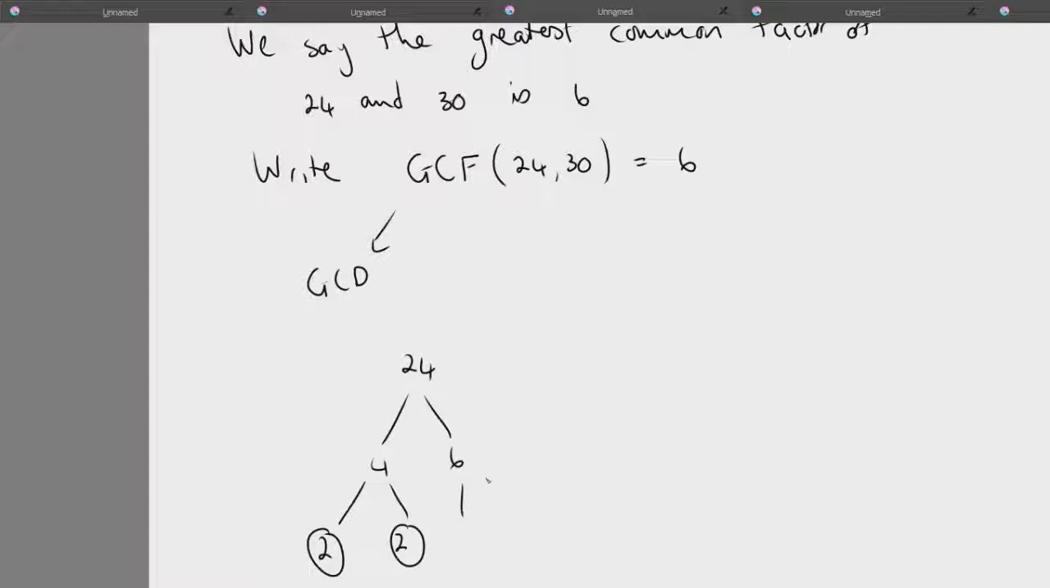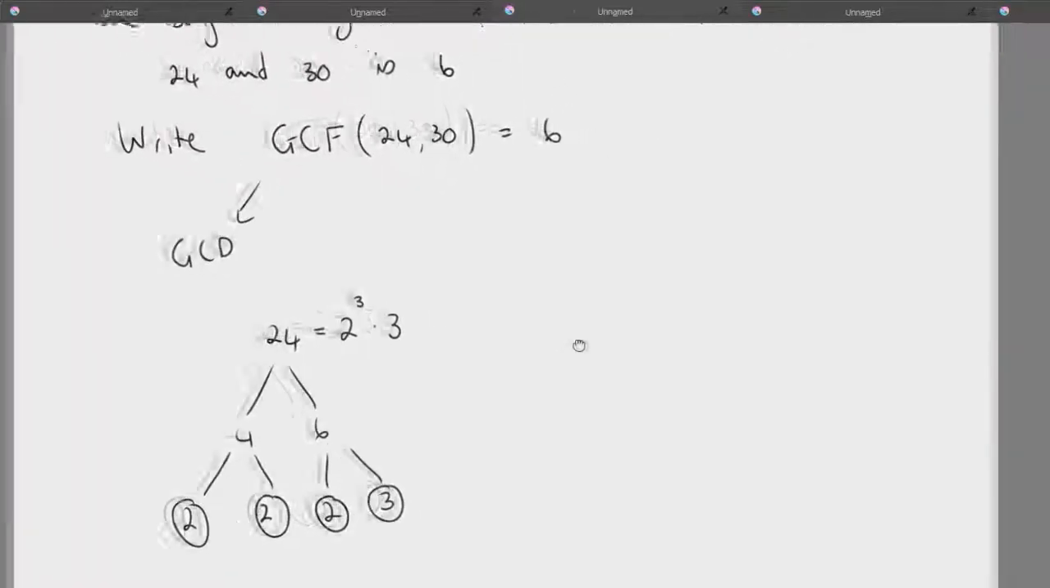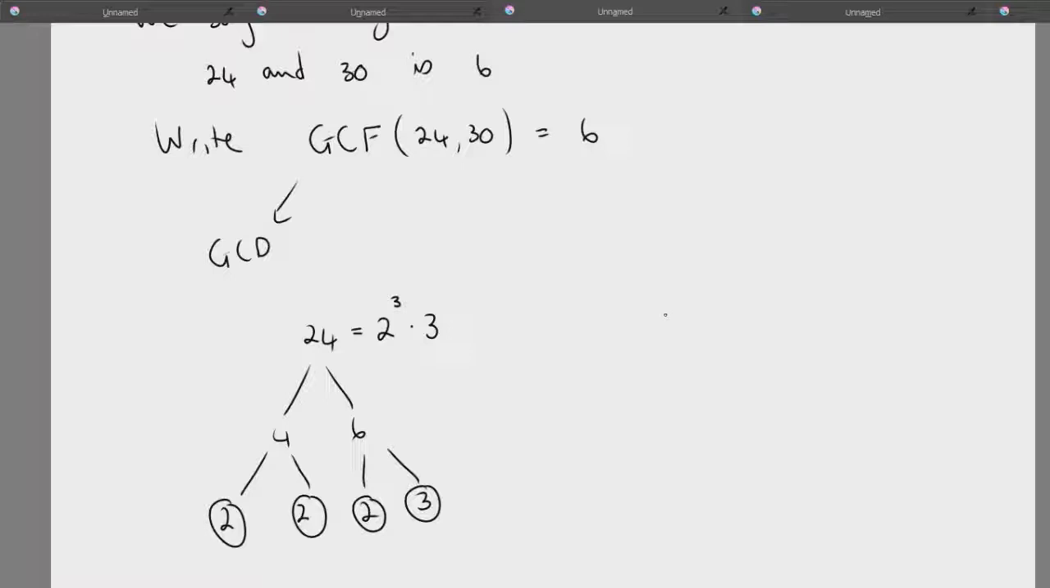They're both done. And 6 splits up into a 2 and a 3. So 24 is 2 cubed times 3. 30 splits up maybe into a 2 and a 15. And 15 can be split into 3 and 5. And then I would be done. So 30 is 2 times 3 times 5.